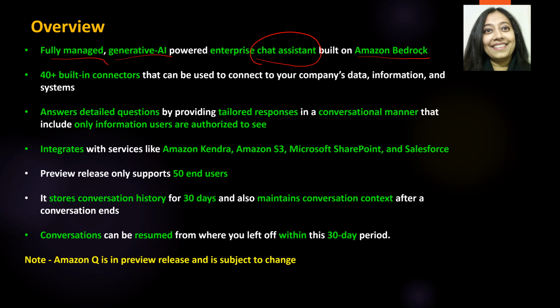Remember some of the keywords over here. First and foremost, it's a fully managed service. That means you don't have to do anything much. It uses Gen AI behind the scenes. And most importantly, Amazon Q is a chat assistant. So this is what this service is all about.